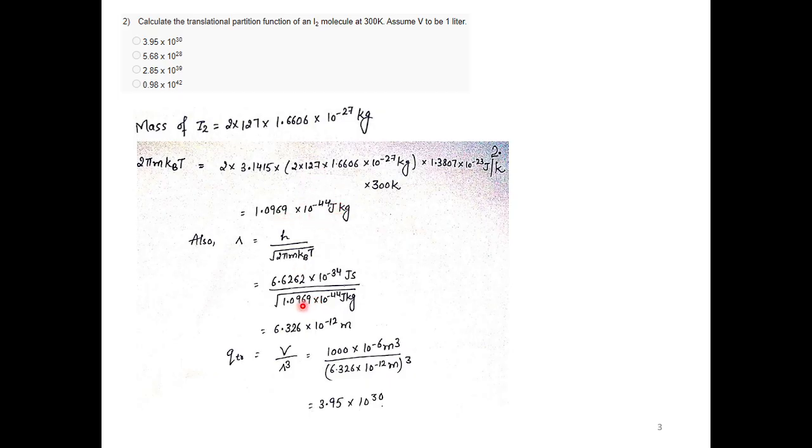As a result, if you take the square root of this, you get lambda around 6.326 into 10 to the minus 12 meter. So this is the wavelength, right? The translational partition function is volume divided by lambda cubed, so this is a unitless quantity. Remember, the partition function is always a unitless quantity. So the answer for the second question is 3.95 into 10 to the power 30. Please let me know if you have any query.